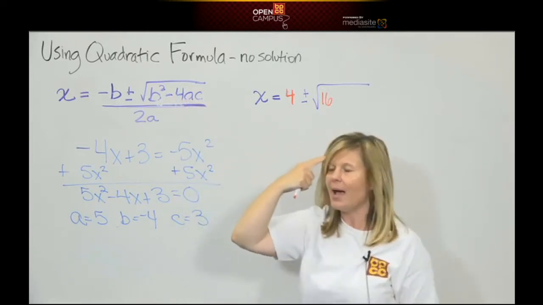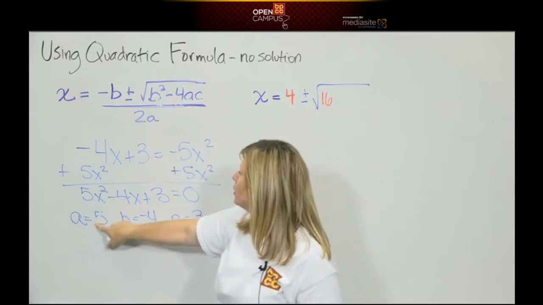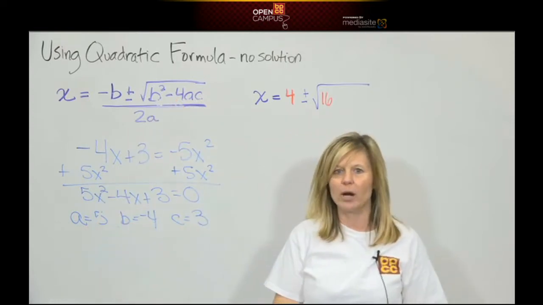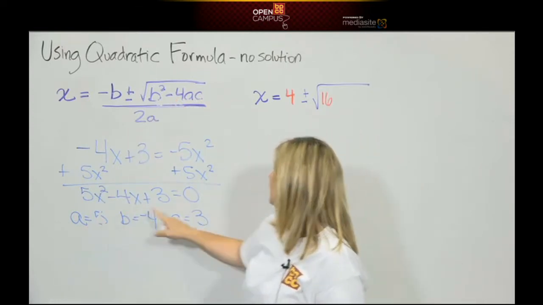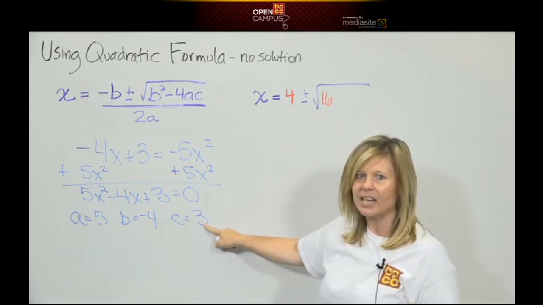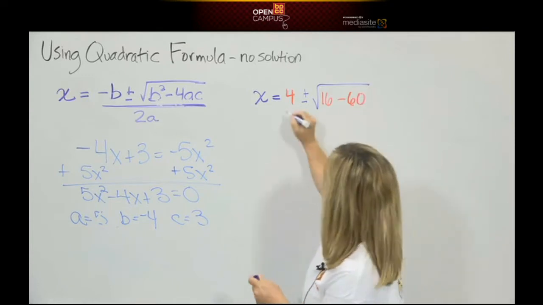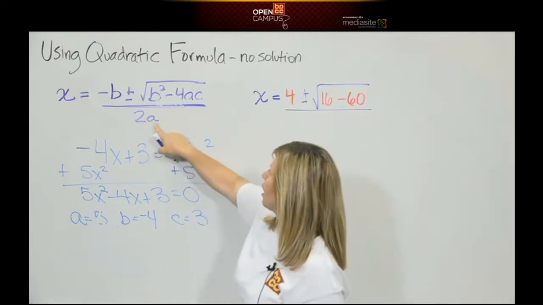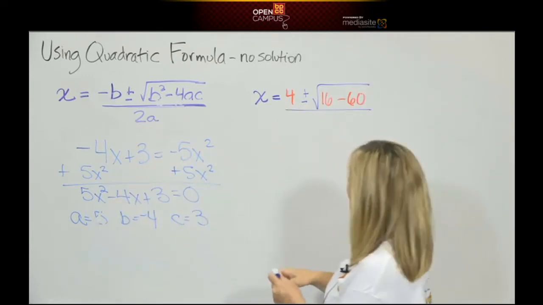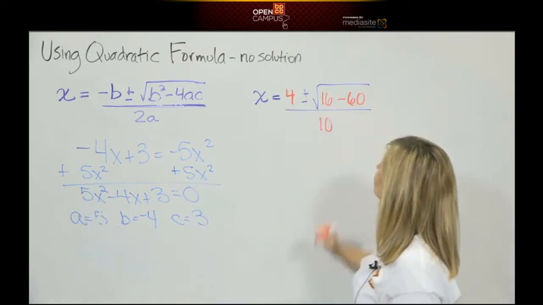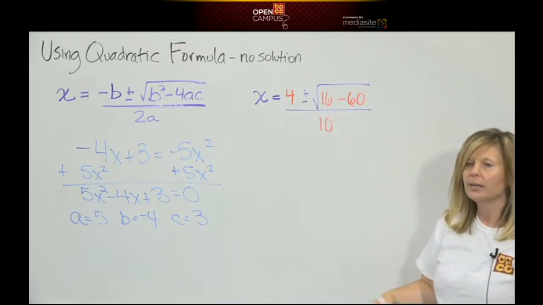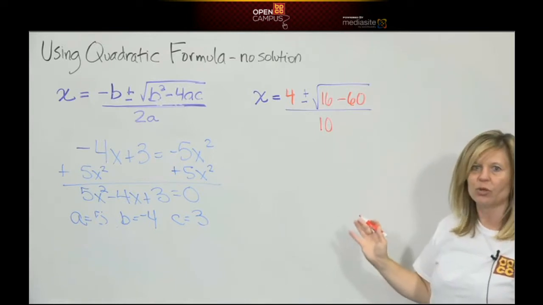Then we're going to do negative 4ac. I like to do it in my head. Negative 4 times 5 is negative 20. Negative 20 times 3 would be negative 60. So that becomes negative 60, all over 2 times a. 2 times 5 would give me 10. Okay? Great. Then we're going to actually have to do the calculation.